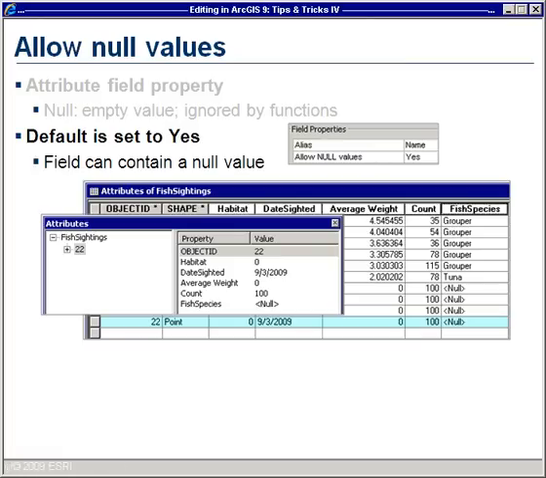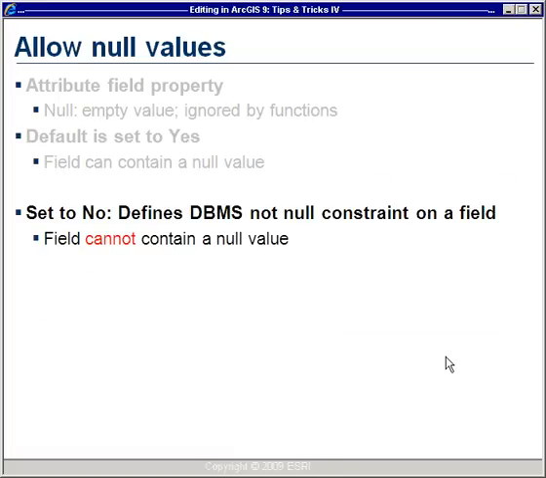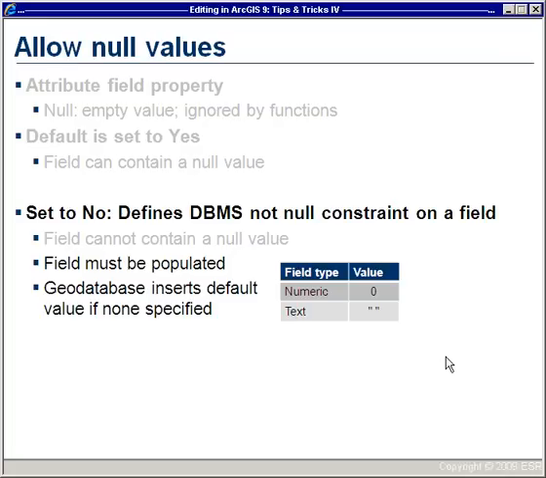But if you did set the value for allow null values to be no, it won't populate with null, as we notice here for this fish species field. It'll actually populate with an empty string. Setting the allow null values choice to no defines what we call a DBMS, a database management system, not null constraint. So the field cannot have a null within it. It has to be populated with something. In the case of a string field, that something would be an empty string, quote, quote, or in the case of a numerical field, a zero would be added.